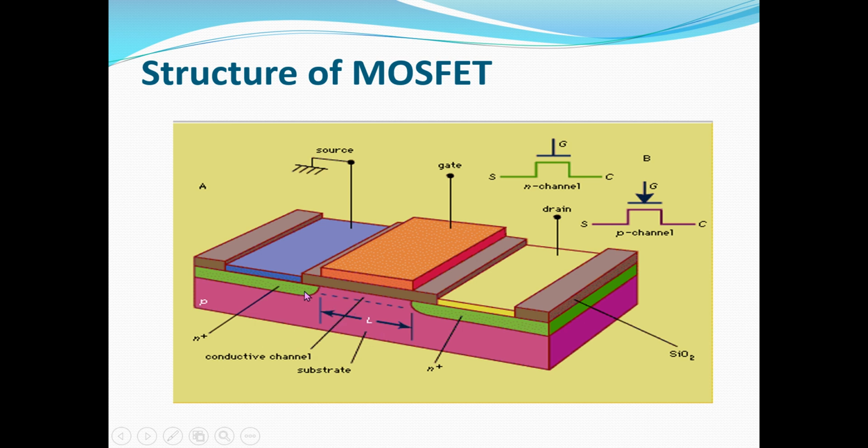It's a conductive channel. Why? Because the charge carriers, basically the electrons, will be moving from the source to the drain, so that's why it's called a conductive channel. And this entire thing is the substrate. And as I told you, this part is SiO2. You can see the notation given over here. It's SiO2, that's silicon dioxide. So this is regarding the structure of a MOSFET.